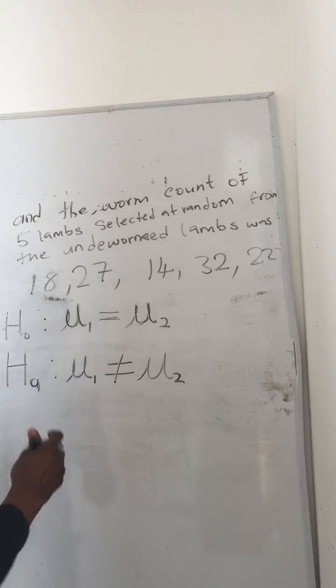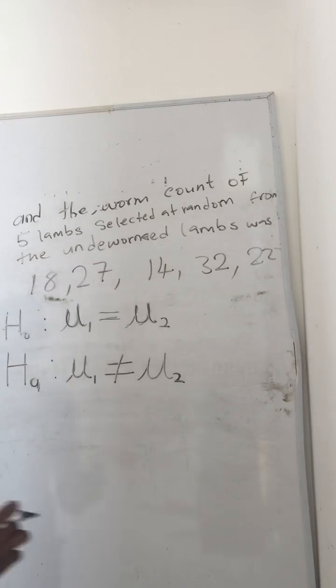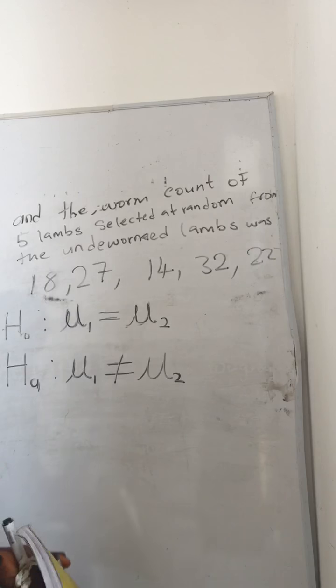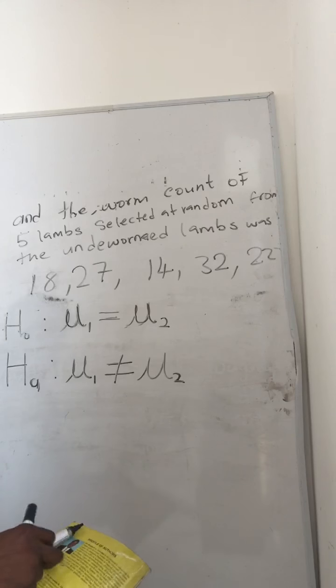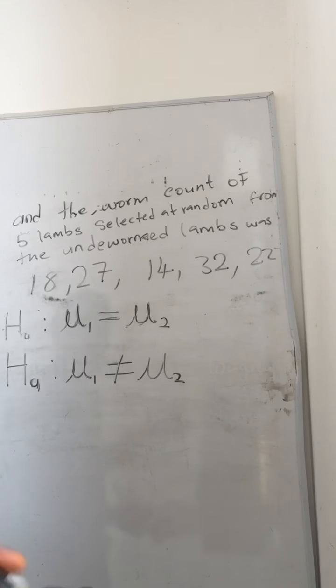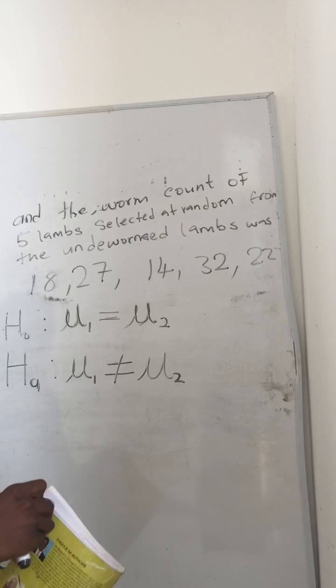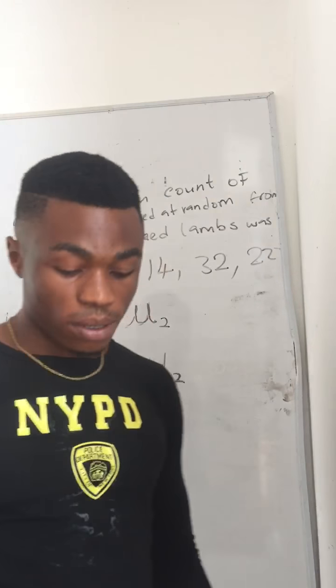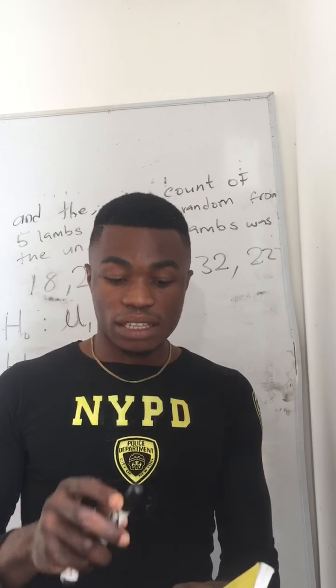Alright, so when only one sample is given, this is the formula you use. Now we calculate the test value. That's what we call the test value. When we start solving the actual problem, what we need to find is the test value.